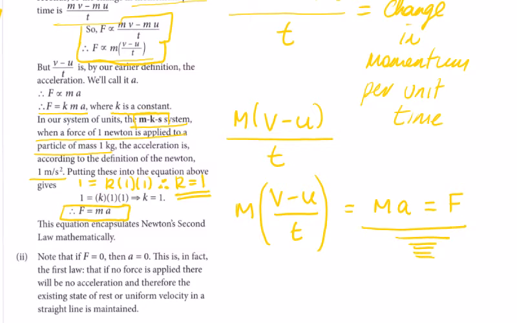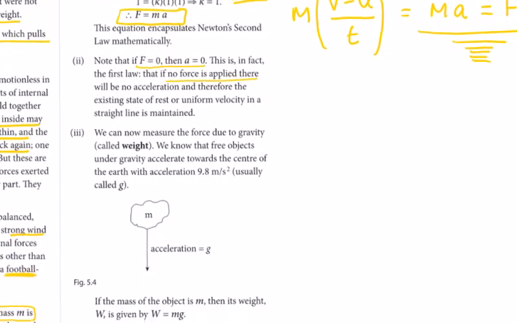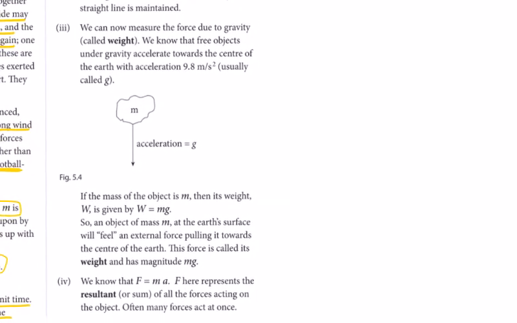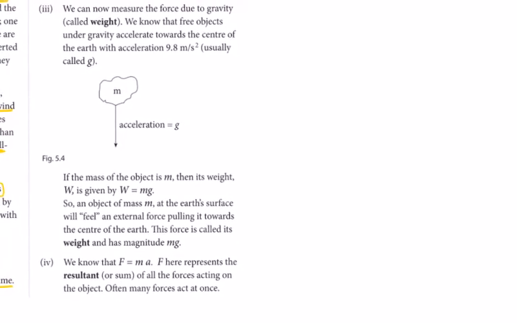So if F is equal to 0, then a is equal to 0. And this is the first law, no force applied. The ball's just sitting out in the garden. So there will be no acceleration, and therefore the existing state of rest or uniform velocity in a straight line is maintained. Right, now we can measure the force due to gravity called weight.